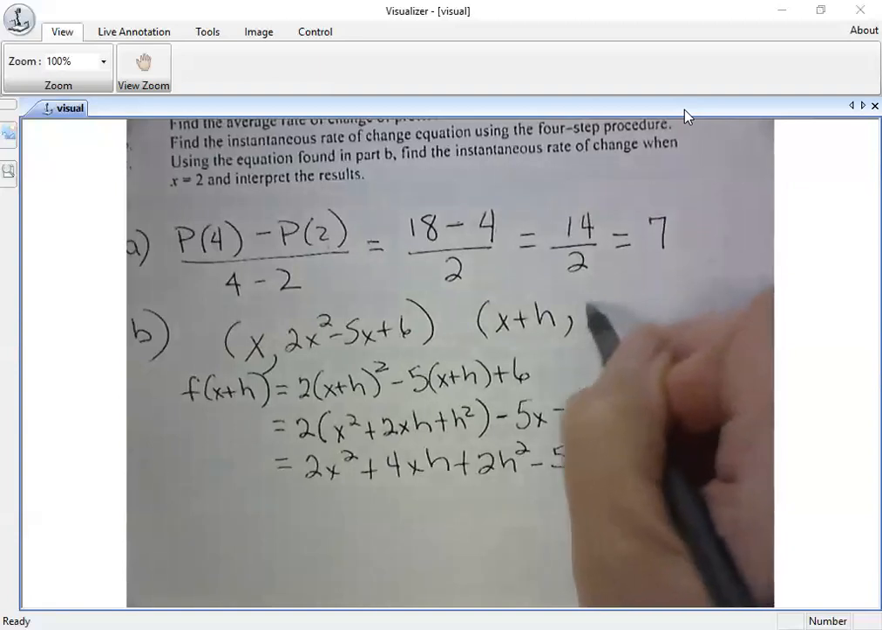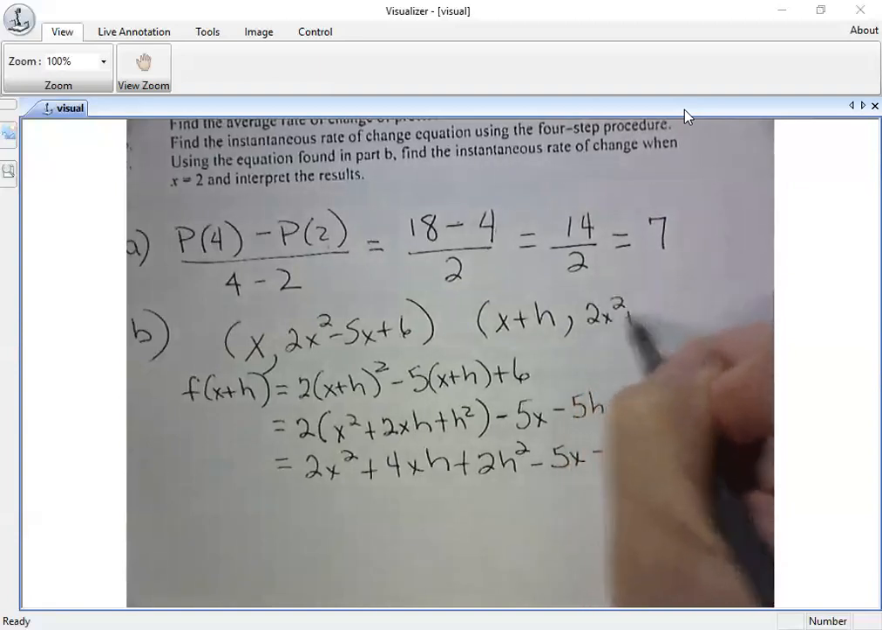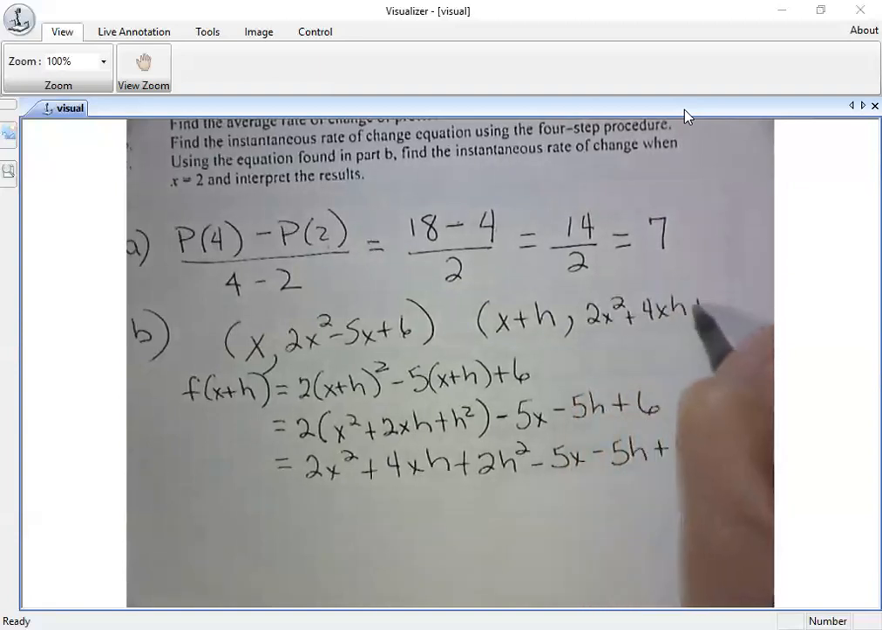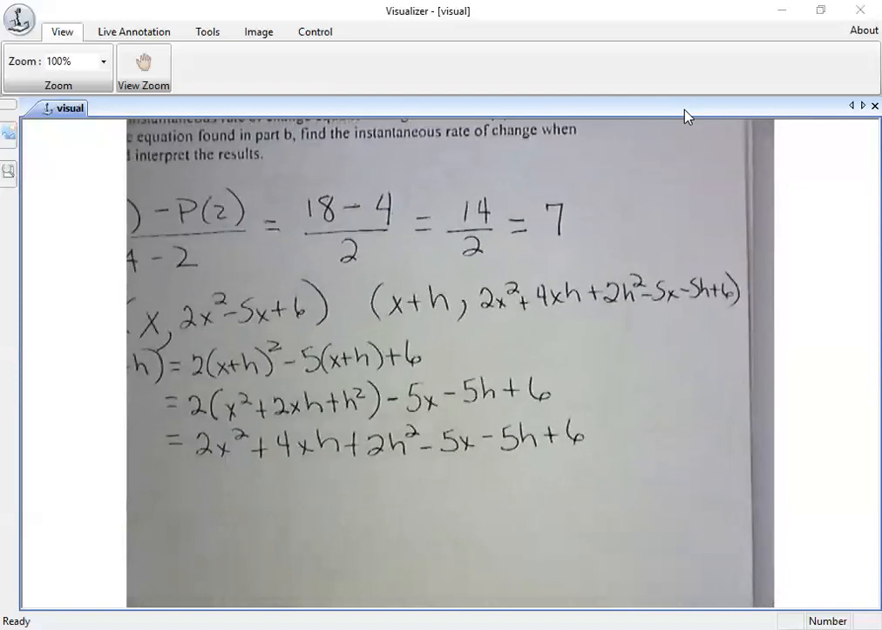So I'm going to write all that right here. 2x squared plus 4xh plus 2h squared minus 5x minus 5h plus 6. Can't be afraid to cut down trees and find derivatives. Okay? What am I going to do next? Let's see if you remember. So I found my 2 points. Now what?